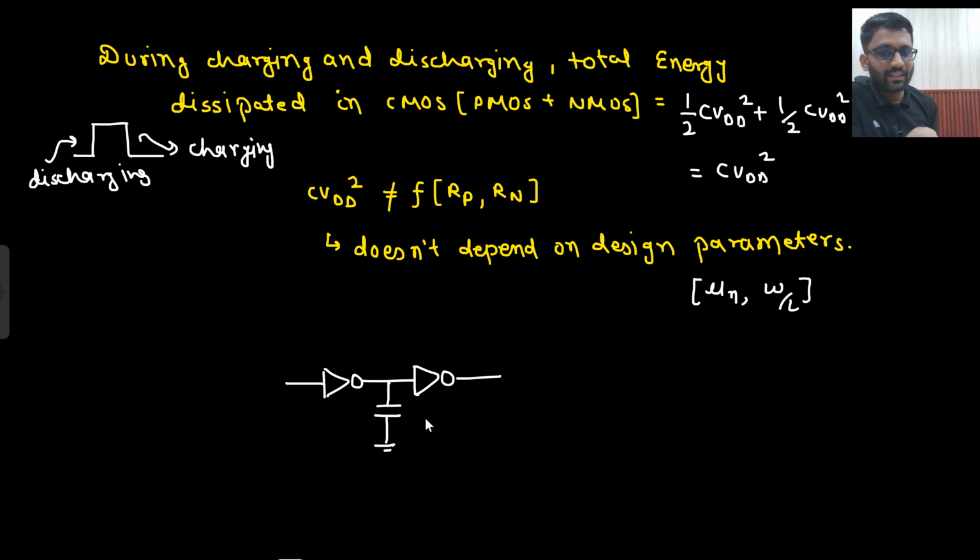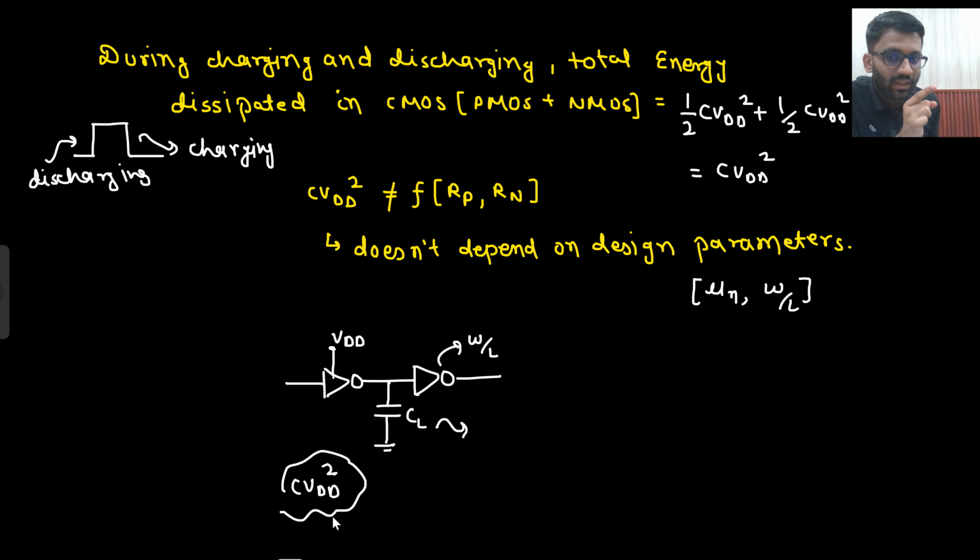In the next stage as well, there is some inverter connected, or any logic circuit could be connected. Here an AND gate could be connected, anything could be connected. So from where is this CL coming? The CL is coming from the input capacitance of the next stage. So this input capacitance will depend on the W by L ratio of that stage. But the energy that is dissipated by this CMOS is CVDD square.